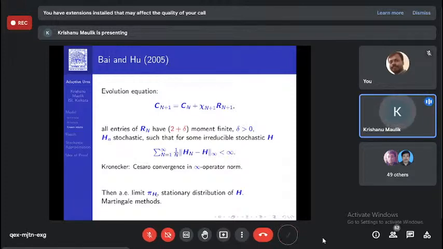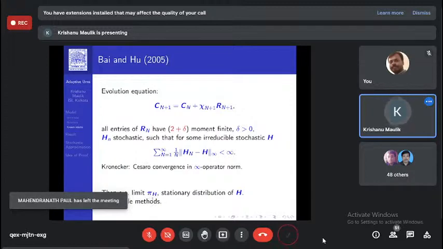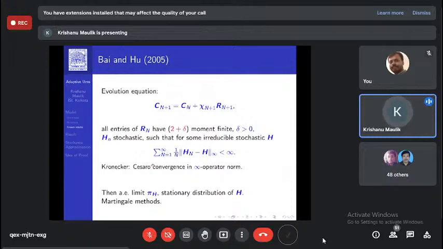And among the left eigenvectors of H corresponding to eigenvalue 1, I choose one called pi H, whose sum of the coordinates will be 1. So I make it a probability vector. So that's called a stationary distribution. And here Cn by n will converge almost surely to pi H.